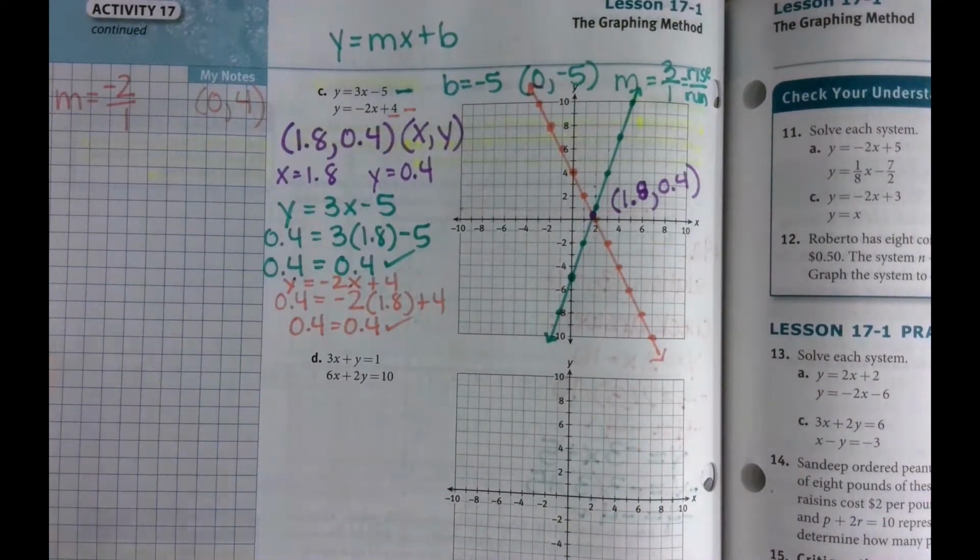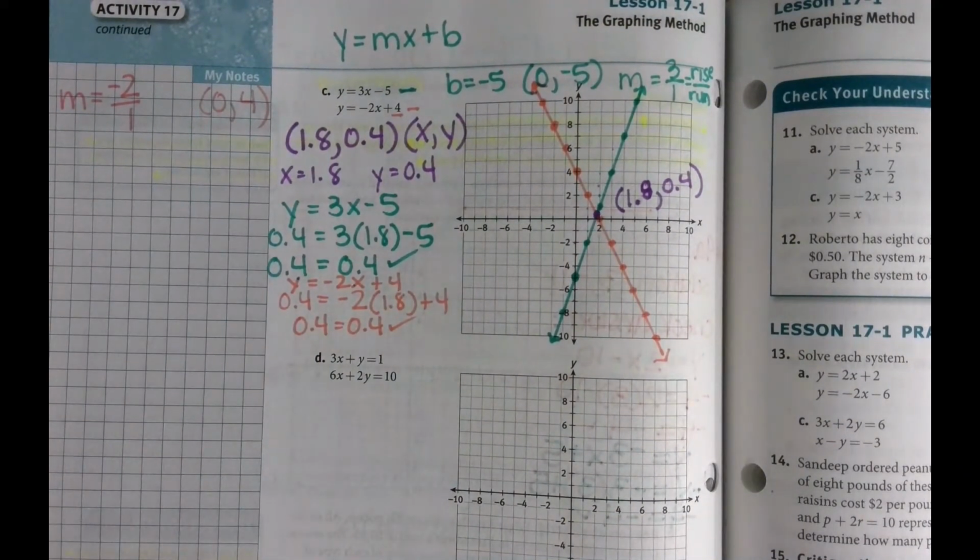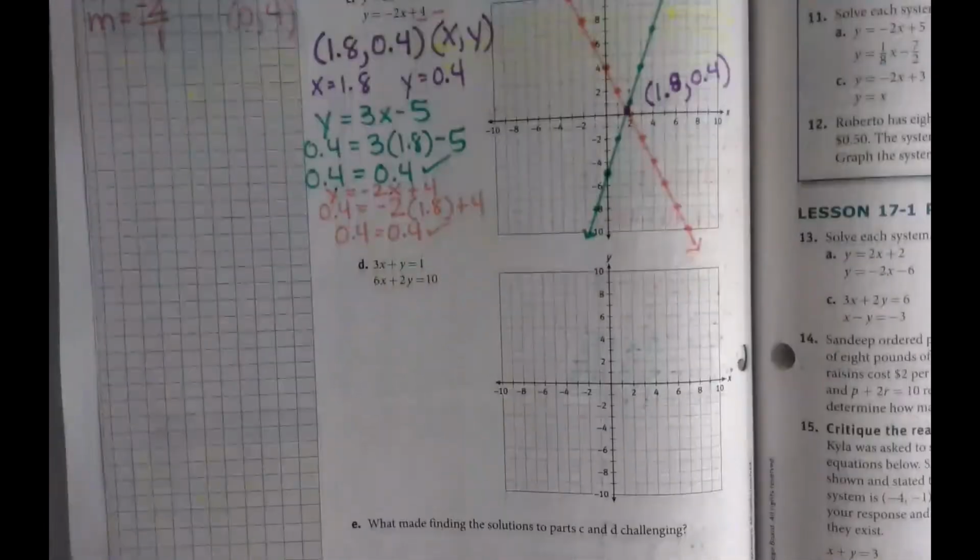So anytime it says check your work, or even if it doesn't, you always want to go back and check by using algebra to substitute that ordered pair back into the equations. All right, let's do one more example.